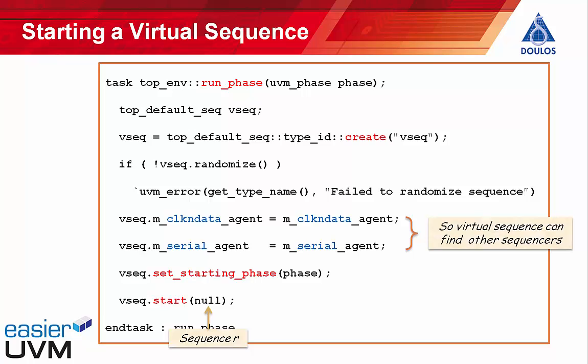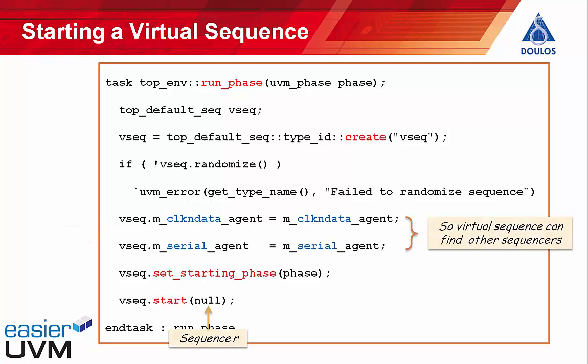So let's look at starting a virtual sequence. And again, the coding pattern is going to be very similar to previous examples that we've seen. So we're creating the virtual sequence object, randomizing the sequence object. And then the additional step is that we're setting some variables within our virtual sequence object to enable the virtual sequence to locate the sequencers that it's going to start child sequences on. So we've actually assigned a couple of variables within our virtual sequence object before we start the sequence running.